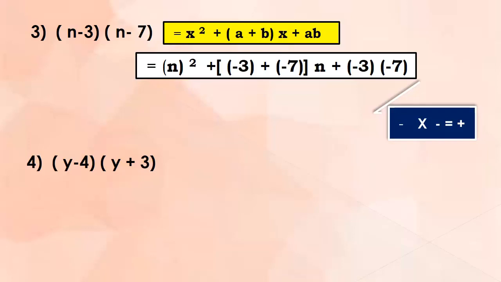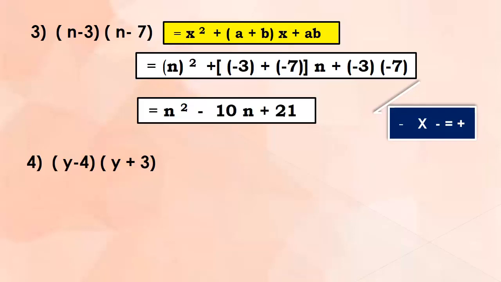Now here you have to remember, while adding minus plus minus, both the signs are negative. We add the numbers and put the negative sign. But in the last term, there is a multiplication. So minus into minus is plus. So this will be n square minus 10n plus 7 3s are 21.